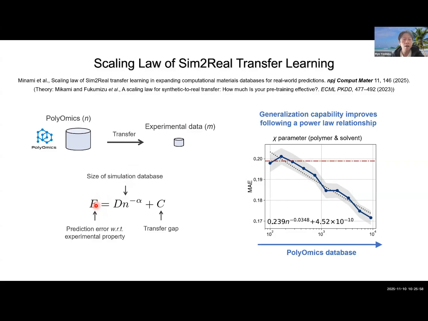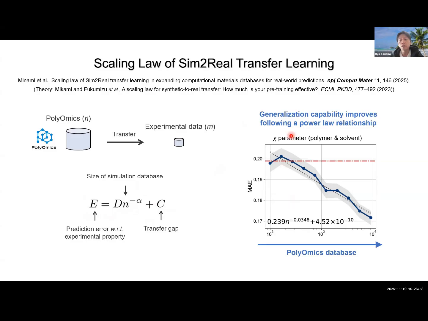This means the generalization performance of the Sim2Real transferred model with respect to the prediction of the experimental property improves monotonically according to the power-law relationship as described here. So prediction error decreases with rate alpha, monotonically with respect to the size of the simulation database, small n. And as n goes to infinity, the prediction error with respect to the experimental property reaches an achievable limit, which is called the transfer gap. So this is theoretically explained, and we can also measure such scaling behavior experimentally.